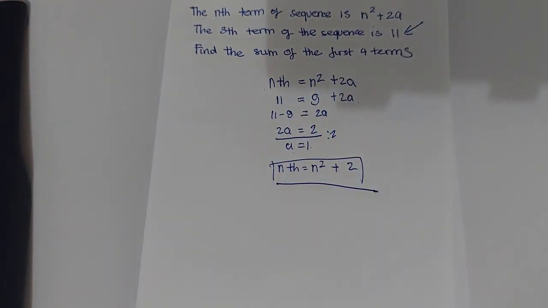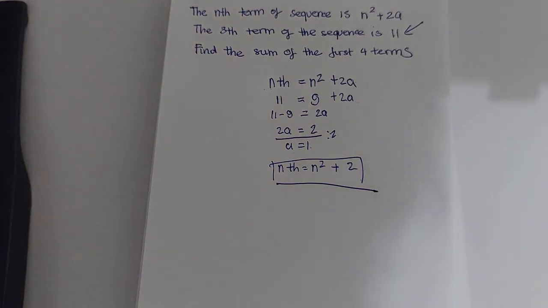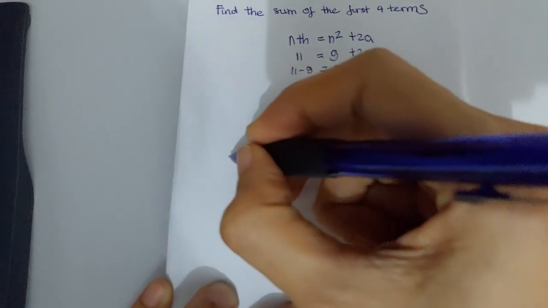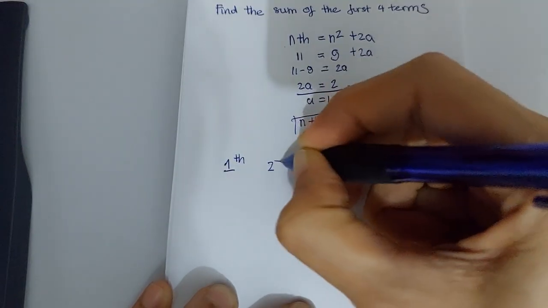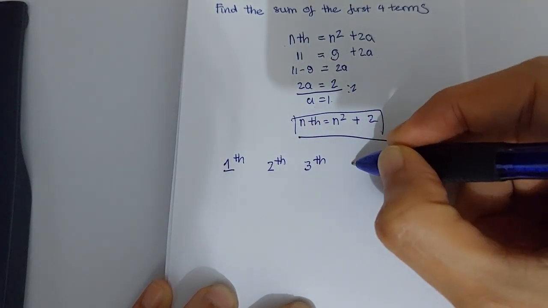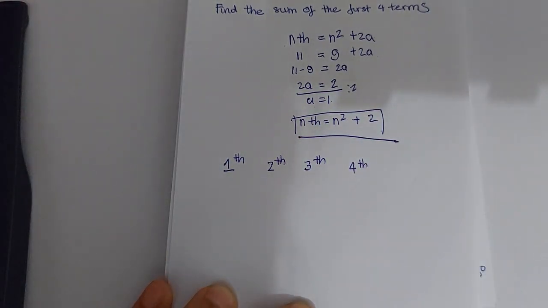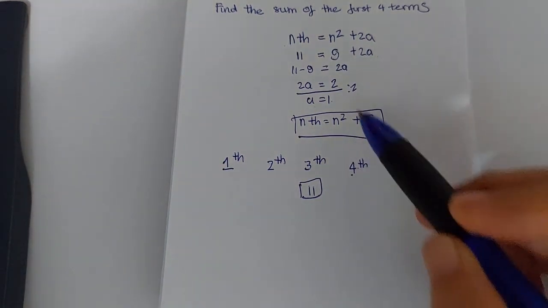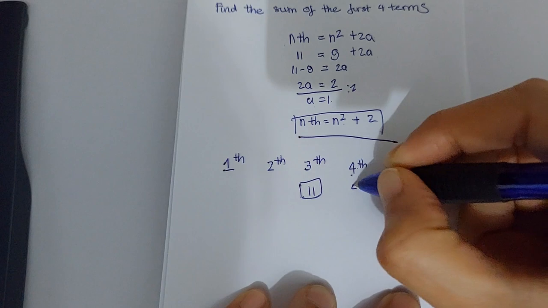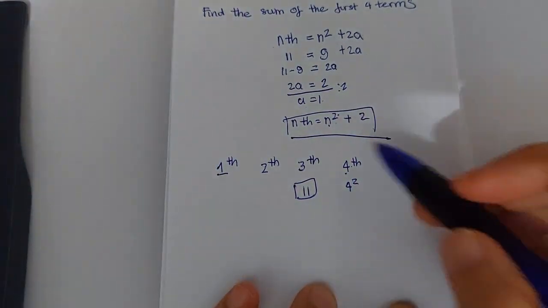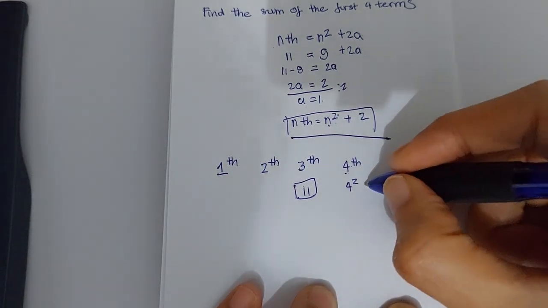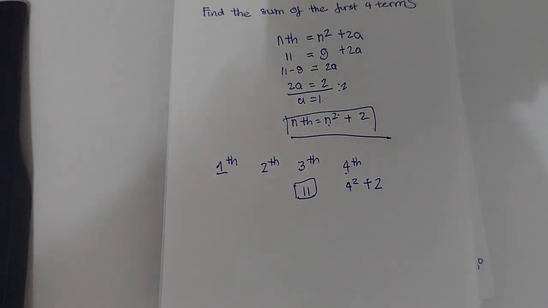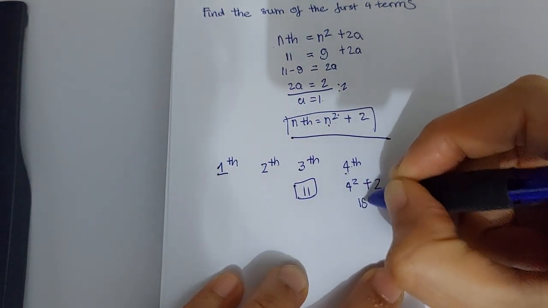But that one is not the answer. Look at the question. What is the question? Find the sum of the first four terms. Okay, I have position number 1, position number 2, position number 3, and position number 4, right? And on the third one, I get 11. Done. So I will just put the position of the value, the n, into the formula. This one will be 4 squared plus 2. 4 squared will be 8? No, it will be 16. 16 plus 2 is 18, correct?